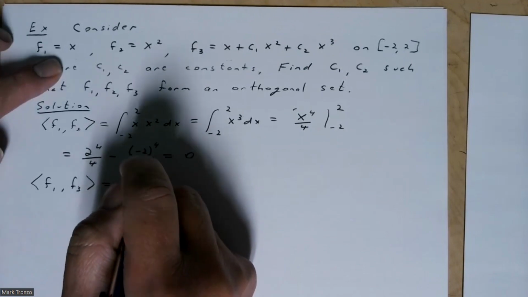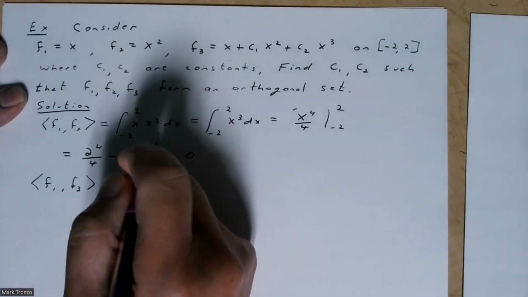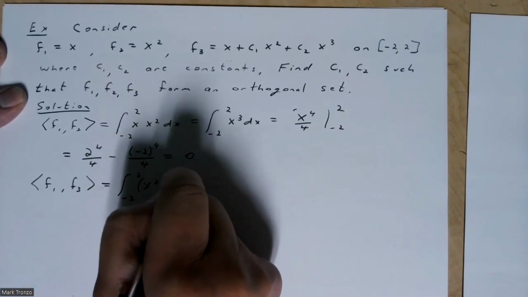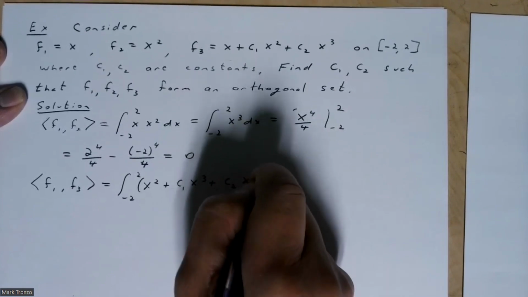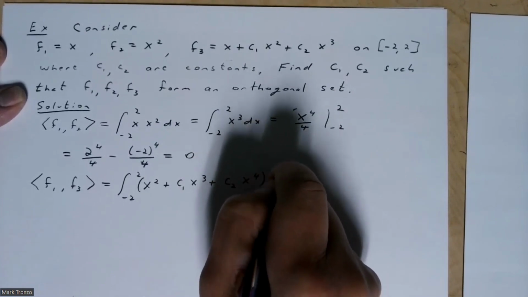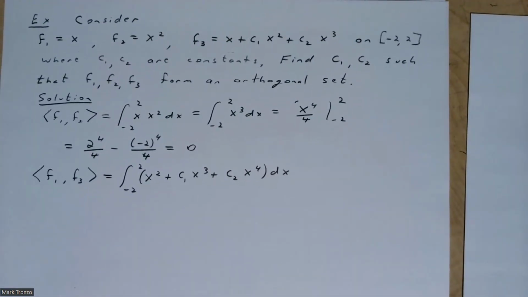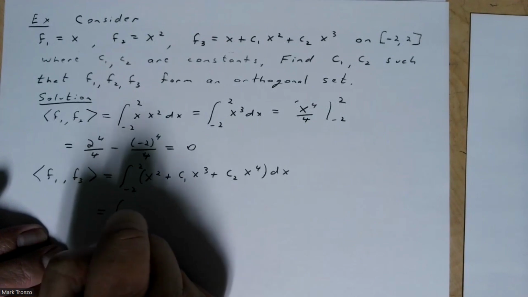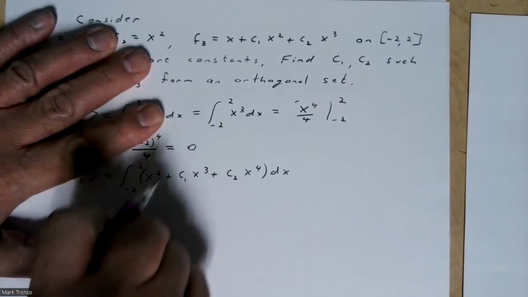And so we're going to multiply these out. So I'm going to skip some stuff. I'm going to take F1 times F3, and that's going to give us x squared plus C1 x cubed plus C2 x to the fourth dx. And then let's integrate this. And of course, if we integrate, we won't have this.